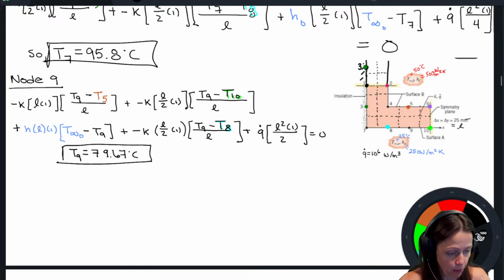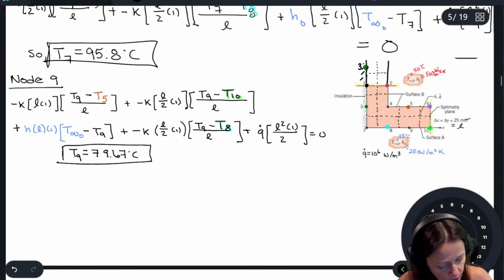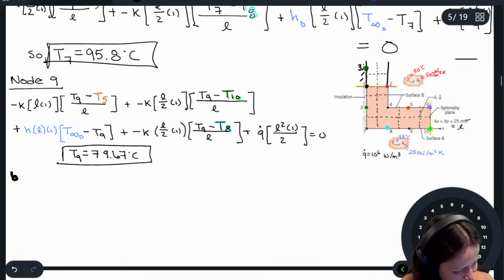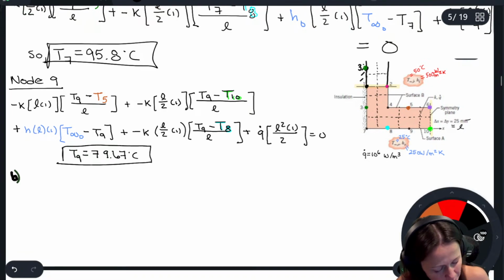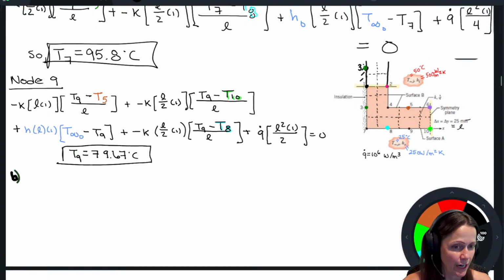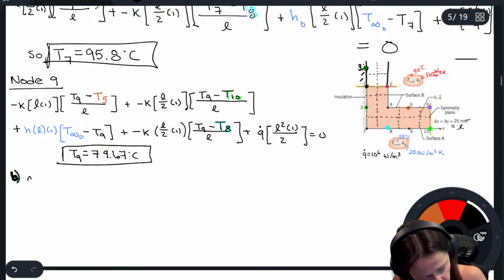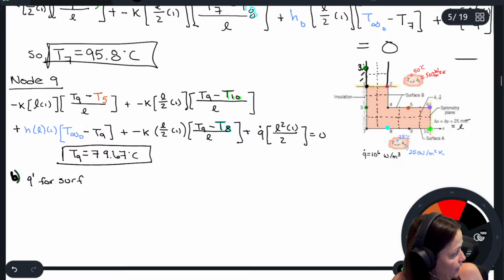So part B is asking us to figure out the heat rate per unit length from the outer surface. So that's on the very bottom, surface A. So we want Q per unit length for surface A.